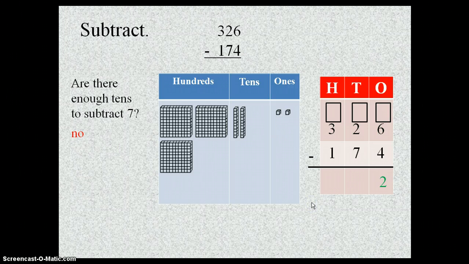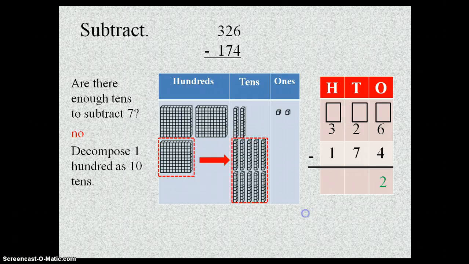Our answer is no. So we need to decompose 100 as 10 tens. So I'm going to take that 100 and move it over to the tens place. I'm going to cross it out. And now remember, a lot of you in class are having a hard time remembering to cross it out and take away 100. So make sure that you are doing that step first. And then we're going to bring the 100 over to the tens house.